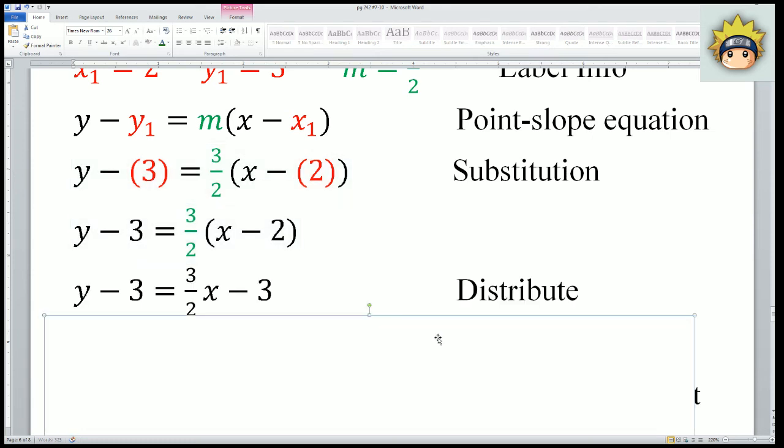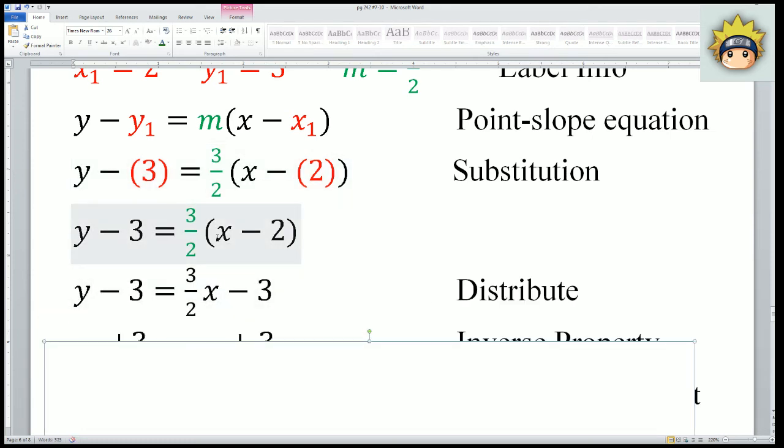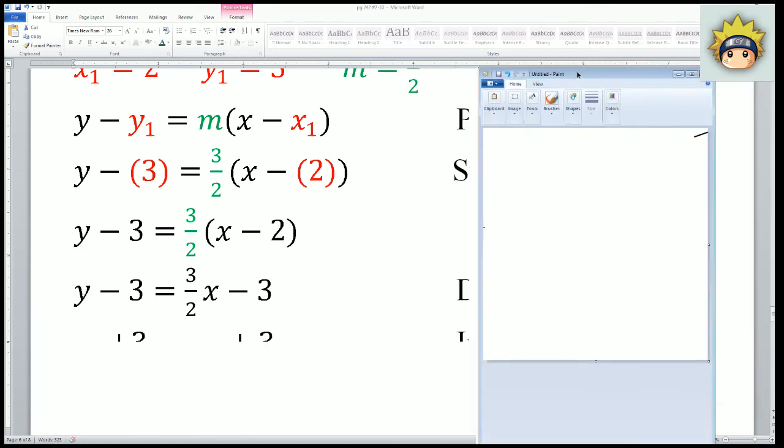Alright, simplifying. Distribute 3 over 2 times x is 3 over 2x. 3 divided by 2 times 2 is 3. Some of you are wondering how I got that because you're like, I'm bad with fractions. Can you show me, Mr. S? I'm like, okay, I can do that. I got you. I can show you all my steps. Alright, let me show you.